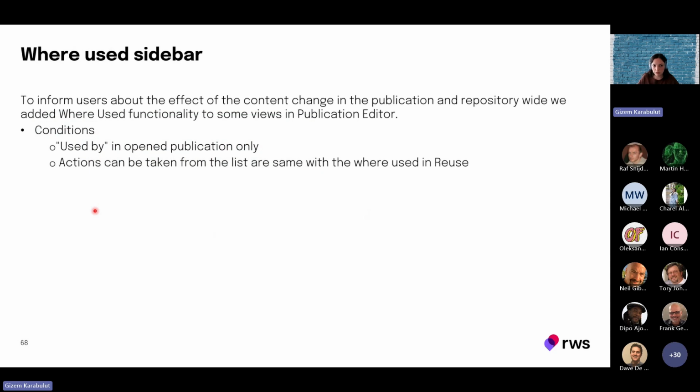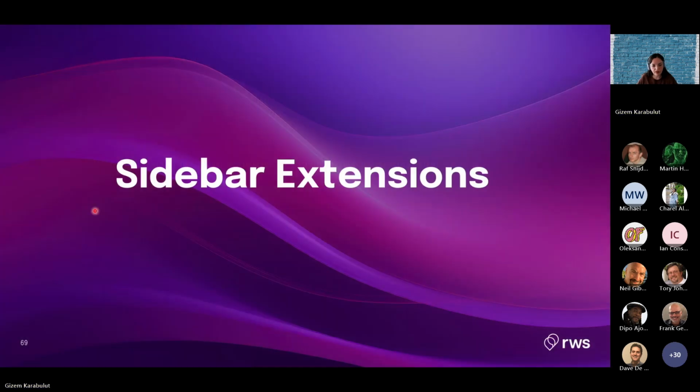For the conditions, we also introduced a various option, to inform users about the effect of the content change in the publication and repository wide. So it's added there, so the user can see where this condition is used only for the publications, so they can see which topics have this condition, and the available actions are similar to the ones used in the reuse.